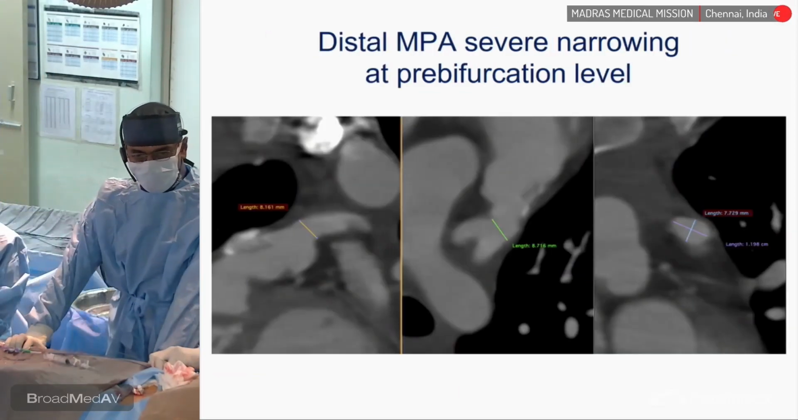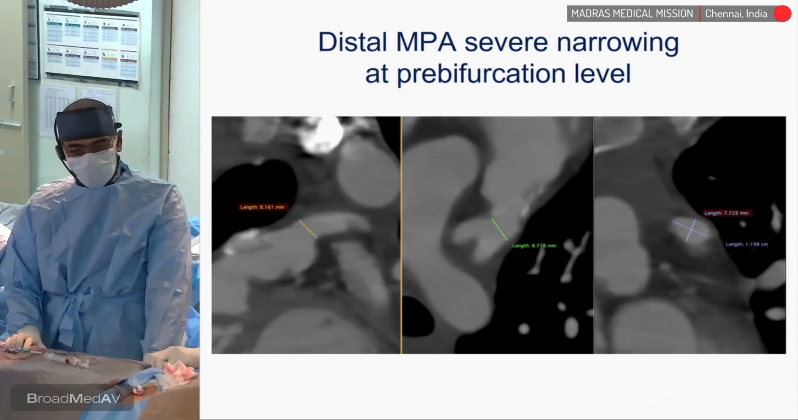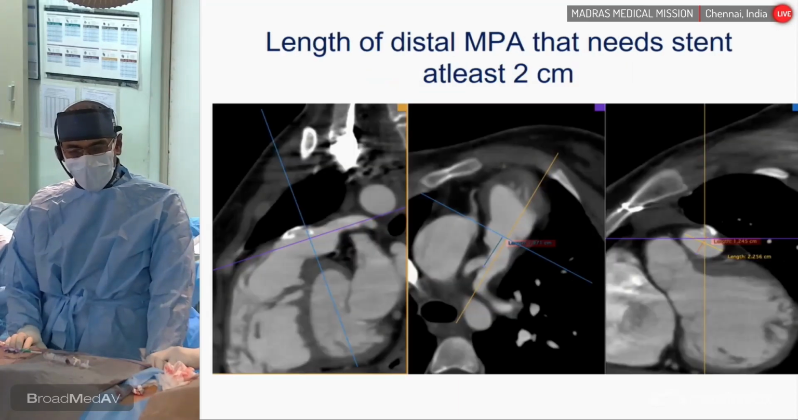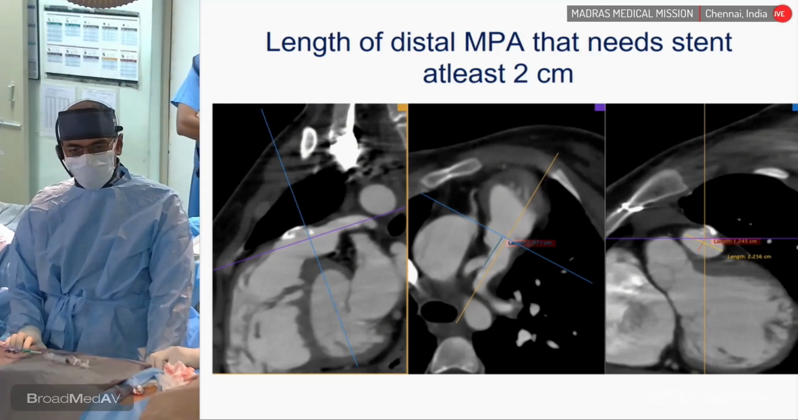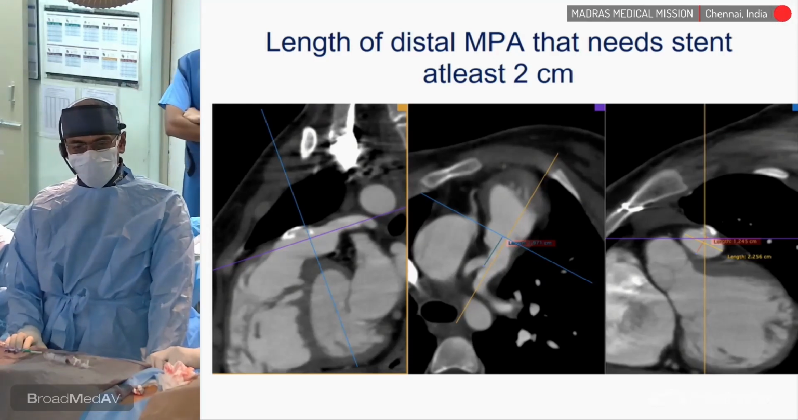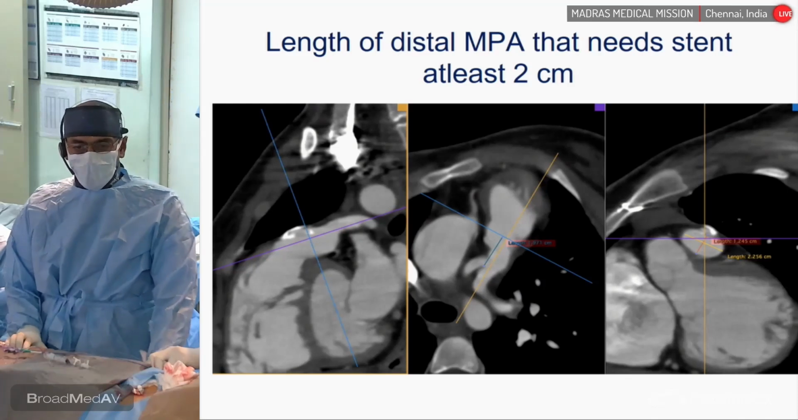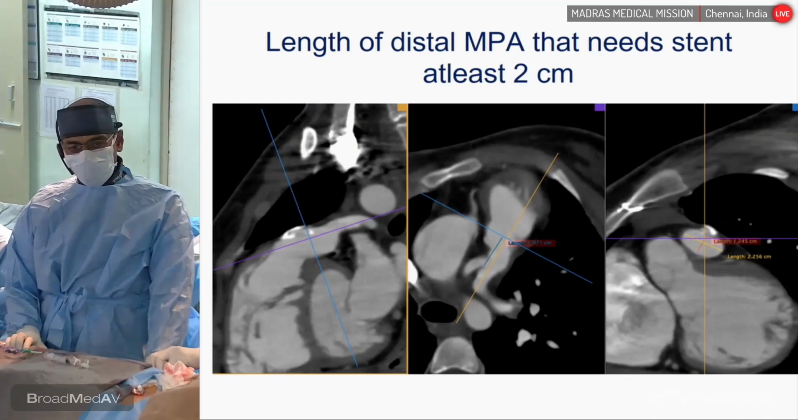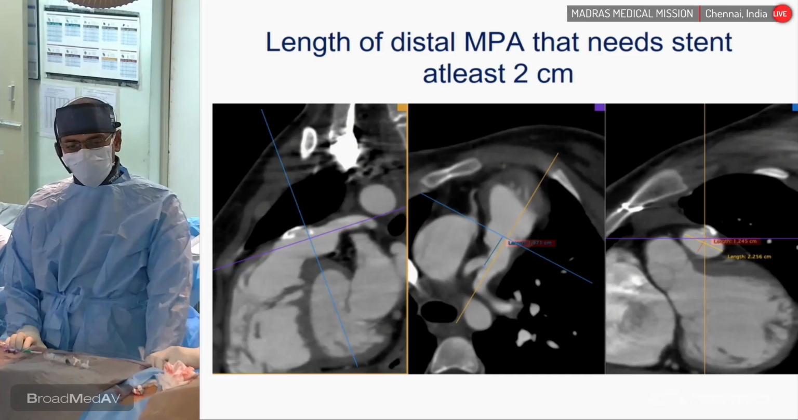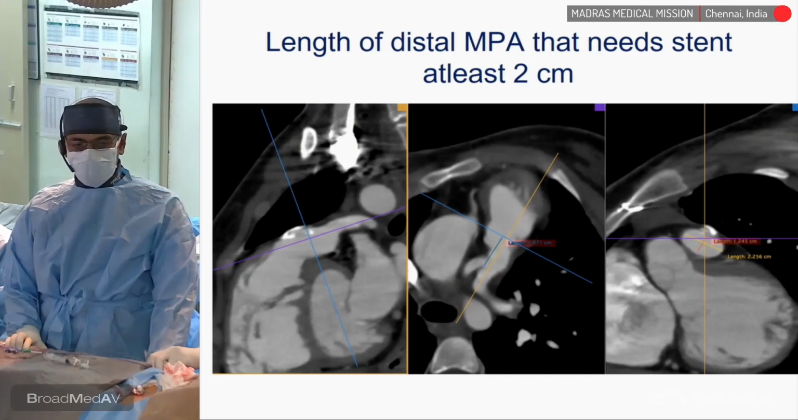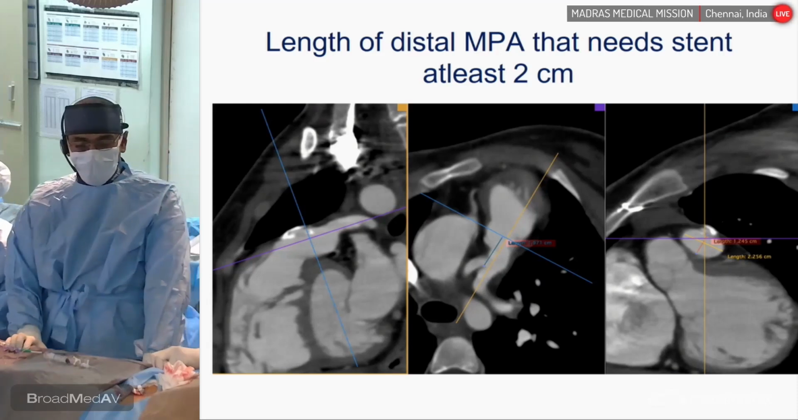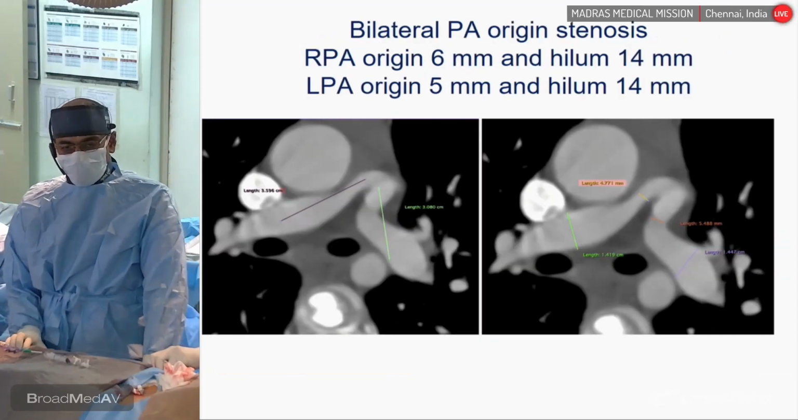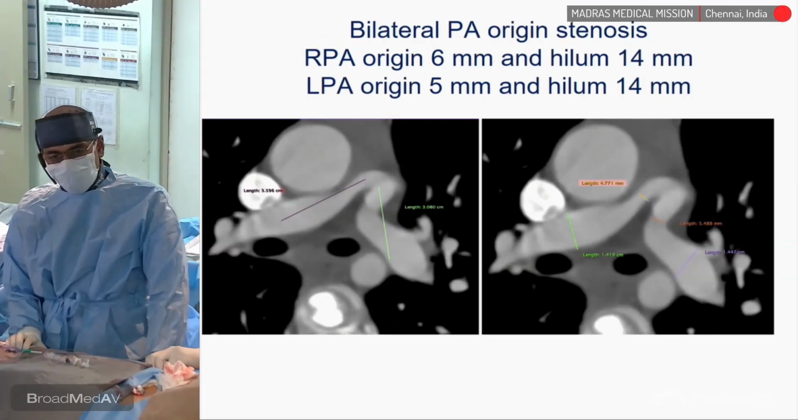Just before the bifurcation, the pulmonary artery is as small as 12 into 8 millimeters. And then when we see a little proximal to that, where the right ventricular outflow tract is a bit healthy, the distal main pulmonary artery that needs to be enlarged is close to about 2 centimeters. This is the measurement that has been taken in again a multiplanar reformatted view.